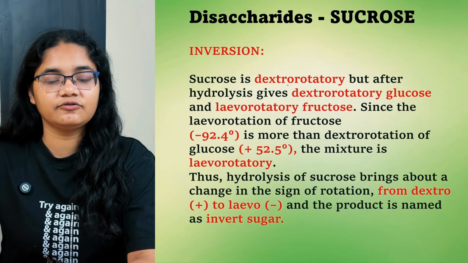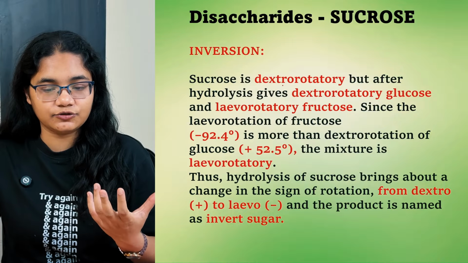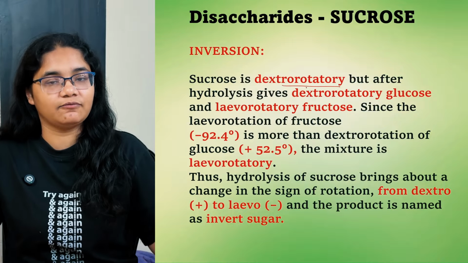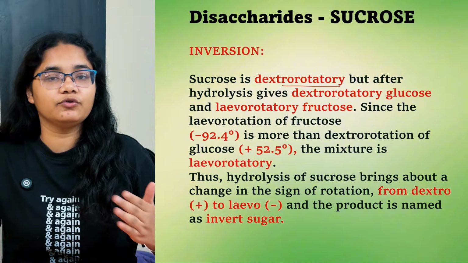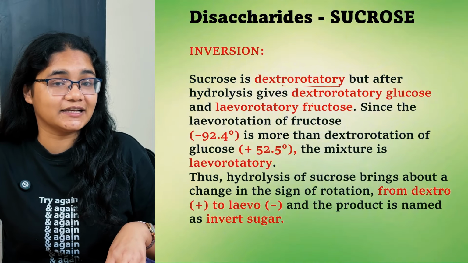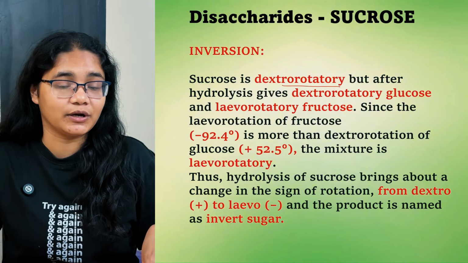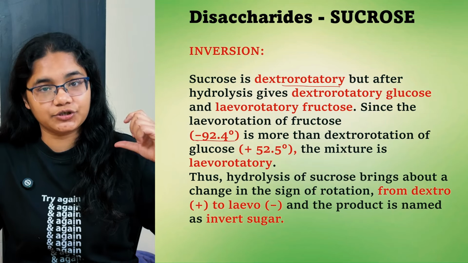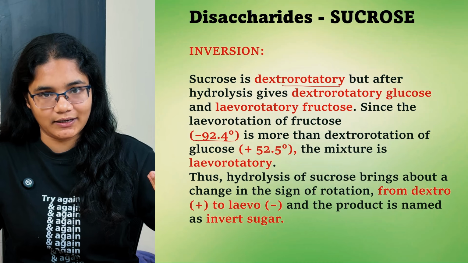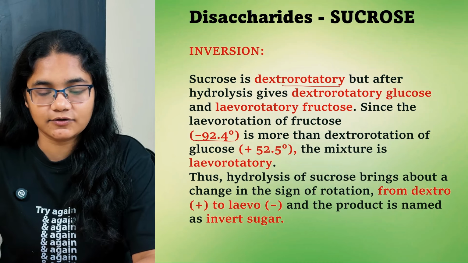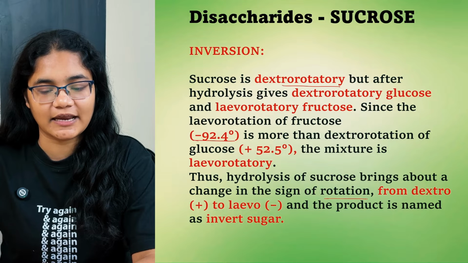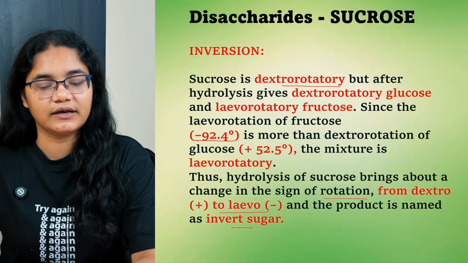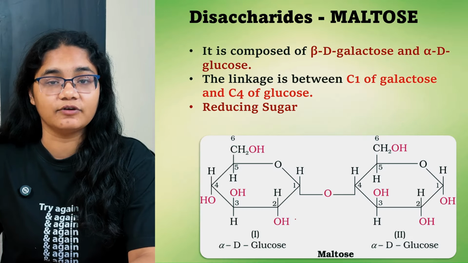Now, inversion. Sucrose is actually dextrorotatory, but when you leave it for some time for hydrolysis, it breaks to give you glucose and fructose. Glucose is dextrorotatory, but fructose is levorotatory by minus 92.4 degrees. So the overall rotation of the sample becomes levorotatory. The hydrolysis of sucrose brings about a change in the sign of rotation from dextro to levo, and this product is called invert sugar.